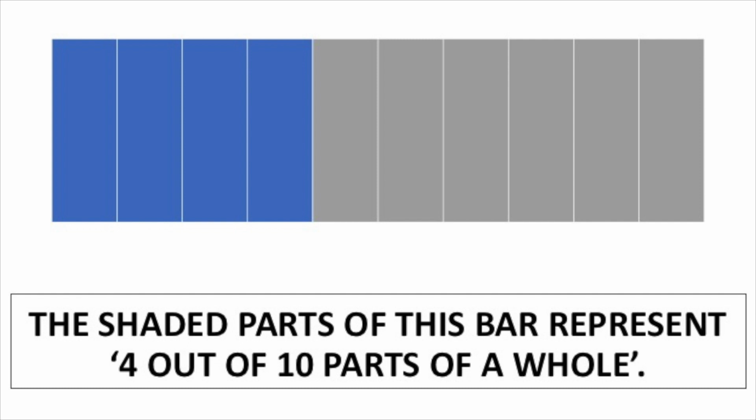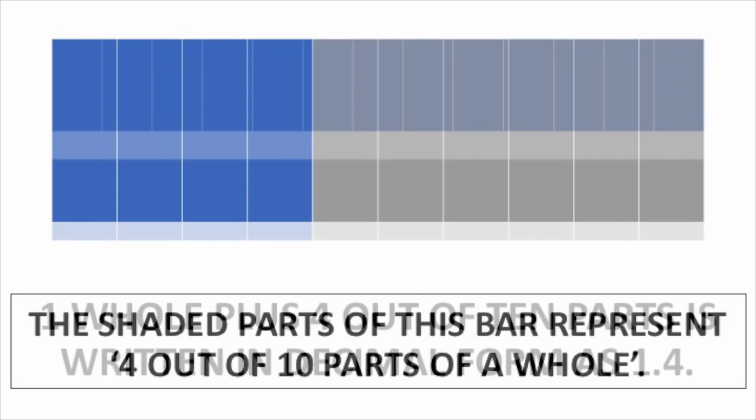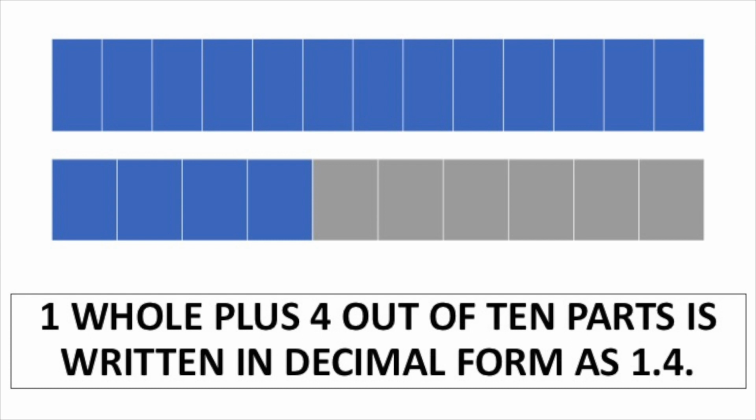4 out of 10. So if we put them together, one whole plus 4 out of 10 is written in decimal form as 1.4. You see? Look at the decimal point here. The number to the left of the decimal point is our whole, 1. The number to the right of our decimal point is the decimal. In this case, how many? 4. So we've got a mixed decimal, 1.4.